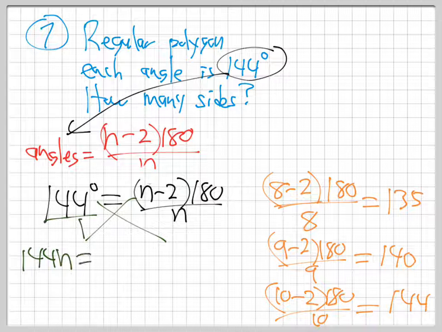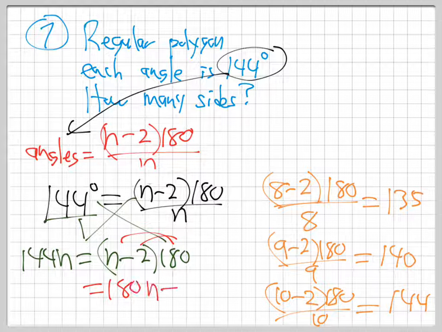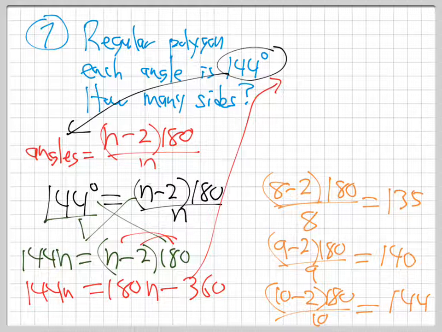Here would be the formal algebra way to do it. Cross multiply like that, and then you've got to distribute the 180. 180n minus 360. Bring it up here.